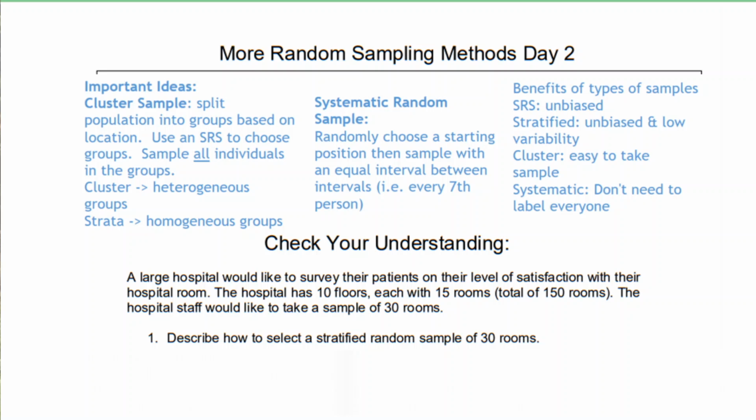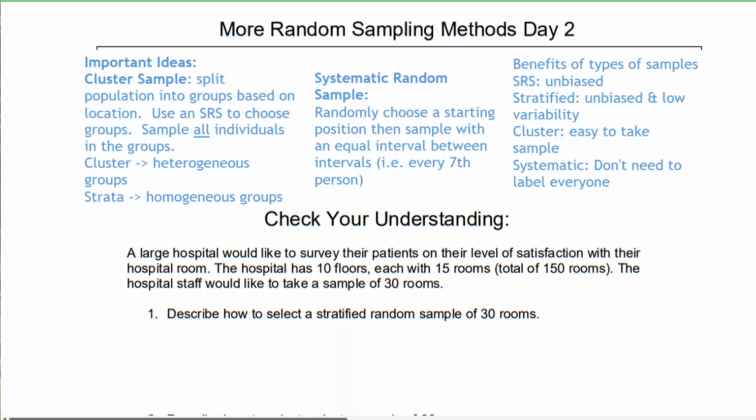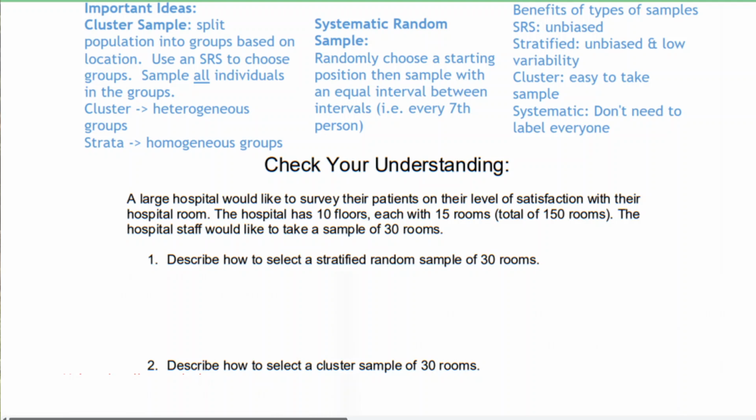Now that we've done that, let's take a look at our Check Your Understanding. And in our Check Your Understanding, the setup is this. We have a large hospital, and we would like to survey patients on their level of satisfaction with their hospital room. The hospital has 10 floors, so it's a pretty big hospital. Each floor has 15 rooms for a total of 150 rooms. And the hospital staff would like to take a sample of 30 rooms.